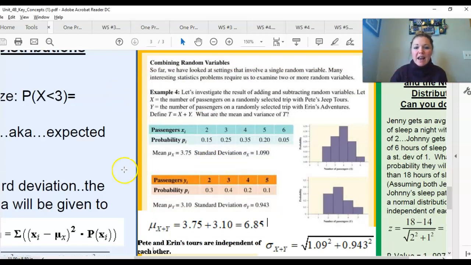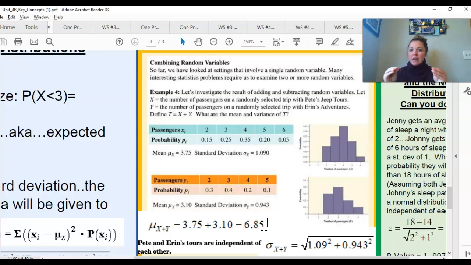Total, on average, you would just take Pete's trips and Aaron's trips and add them together to get 6.85. Okay, now the big thing with the standard deviation where people make mistakes, because sometimes you find the difference of it. So let's say you wanted to say on average, how many more does Pete have than Aaron on his trips? Then you would subtract.